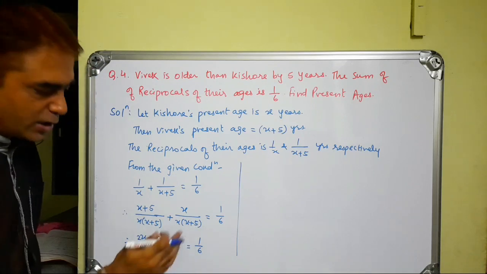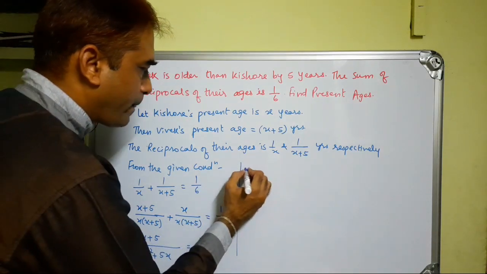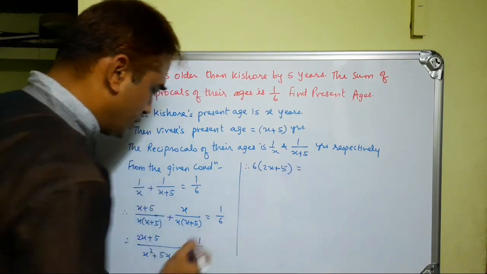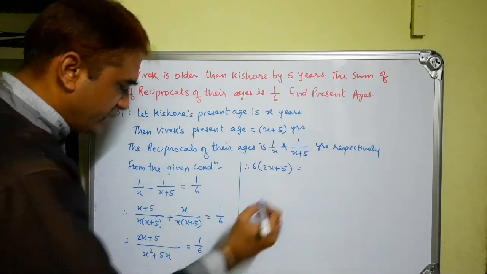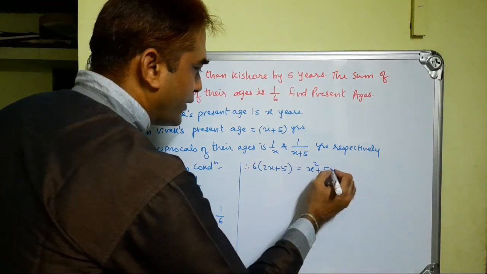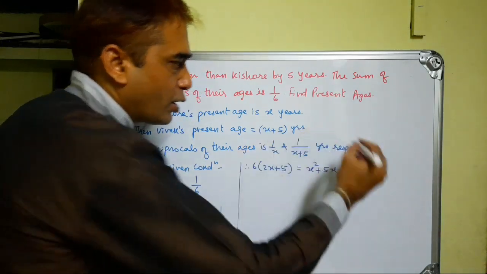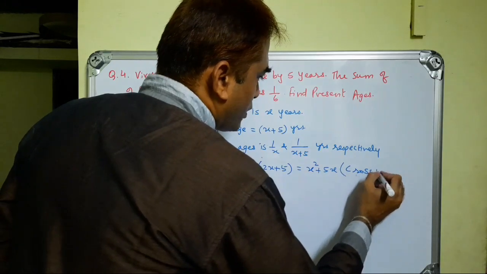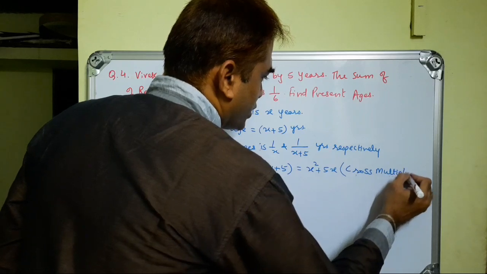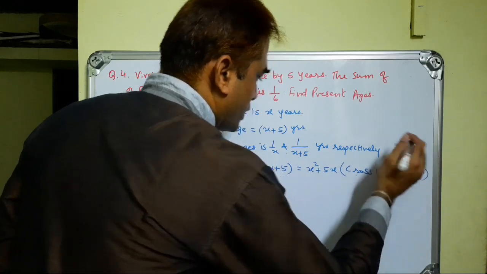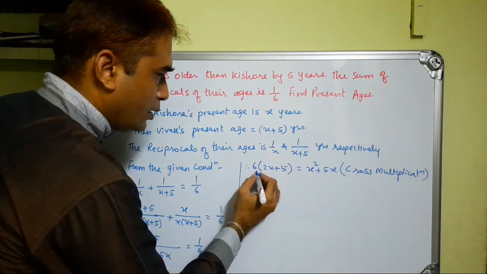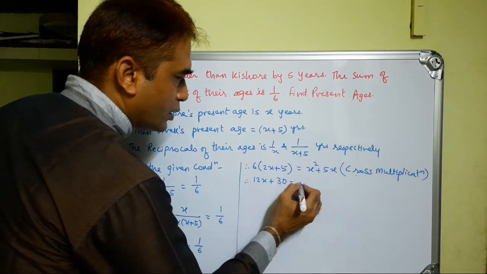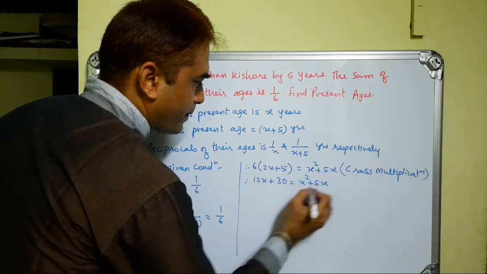Now we will do the cross multiplication. So 6 multiplied by (2x plus 5) equals 1 multiplied by x square plus 5x. What we have done here? We have done cross multiplication. Now this product will be 12x plus 30 equals x square plus 5x.